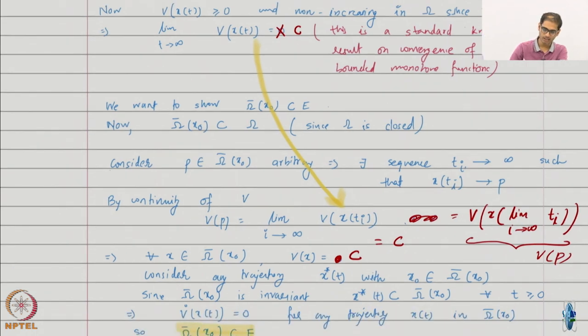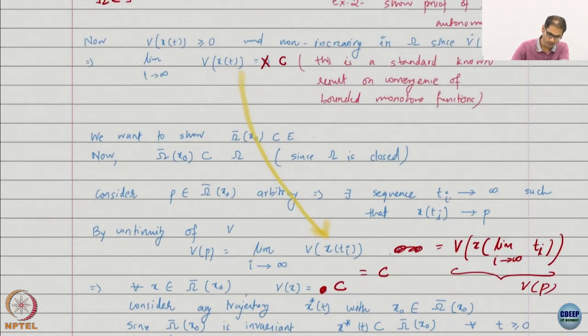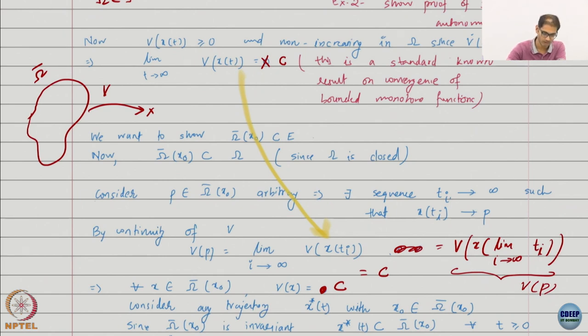In fact, this is sort of a level set argument. We have not talked about the definition of level sets. Vidyasagar uses that notation also, but that is the idea. This set omega bar could be anything, but the function V maps it to one single point, C. All these points.